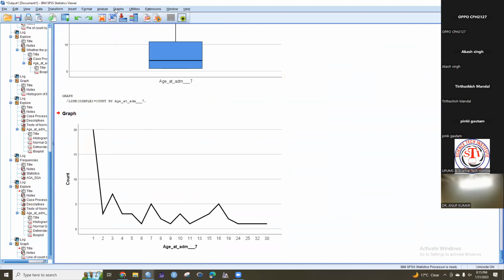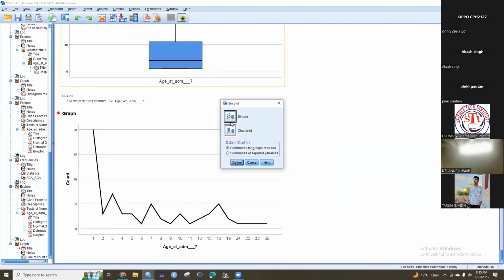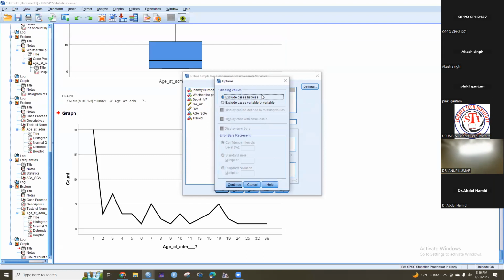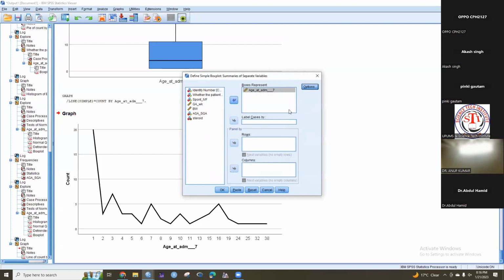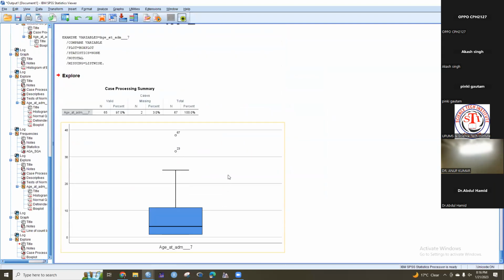Now how to plot the box plot? Again, go to legacy dialogs, go to box plot, and choose simple box plot. Select summaries of separate variables and then click define. I'm selecting age at admission. Options are there: exclude cases listwise, exclude cases variable by variable. I am not changing this. Then I'm clicking OK. So it's giving me the box plot for age at admission.